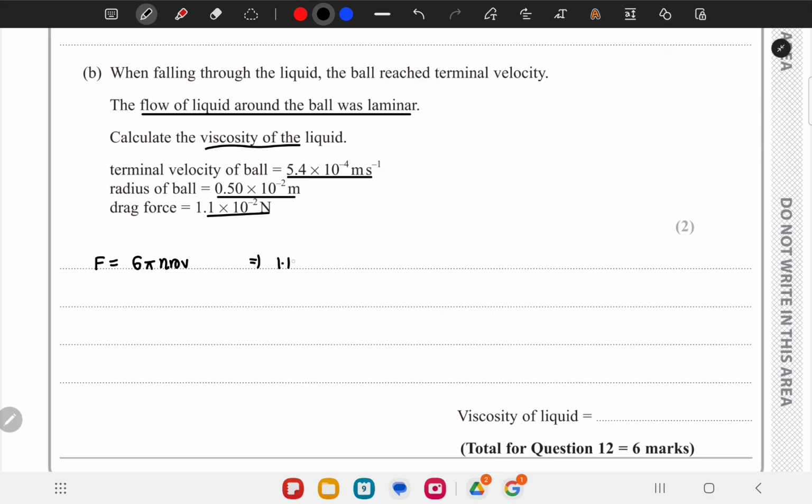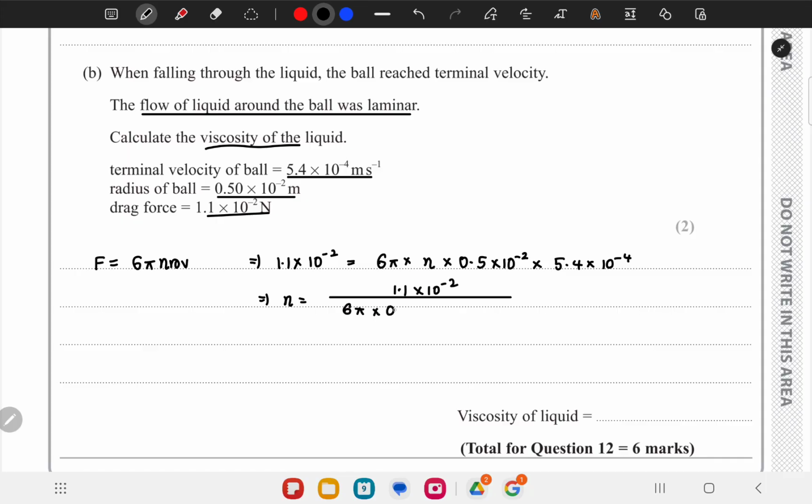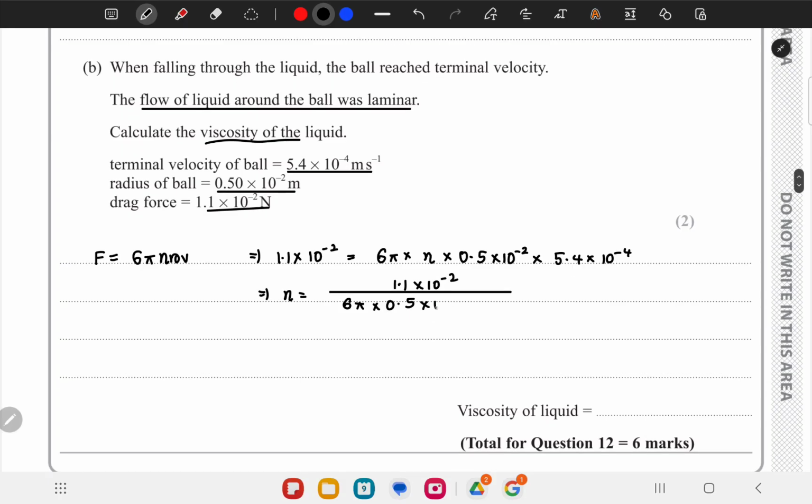F is the drag force, so this is 1.1 into 10 to the power minus 2. This is equal to 6 pi into the viscosity, which is what we want to find, the radius of the ball, which is 0.5 into 10 to the power minus 2, times the terminal velocity, which is 5.4 into 10 to the power minus 4. From here I can make eta the subject. I'll get 1.1 into 10 to the power minus 2 divided by 6 pi into 0.5 into 10 to the power minus 2 into 5.4 into 10 to the power minus 4.